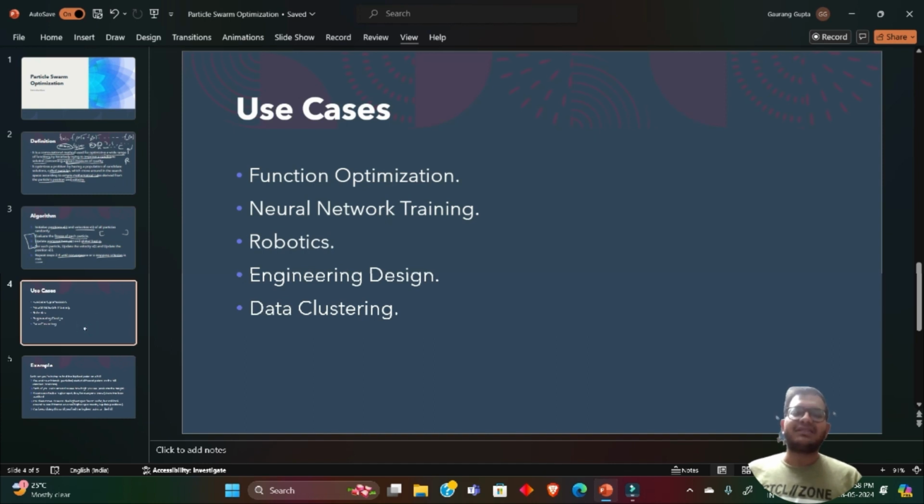Now, what are the use cases? There are many use cases. Some of them are function optimization, neural network training, robotics, engineering design, and data clustering.